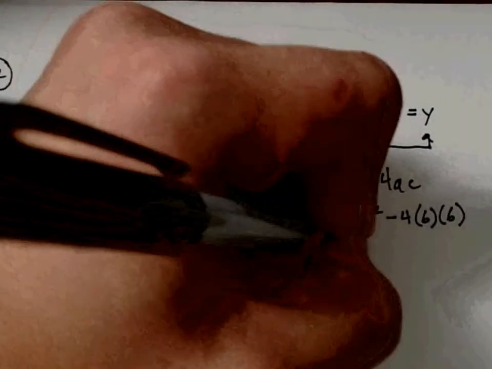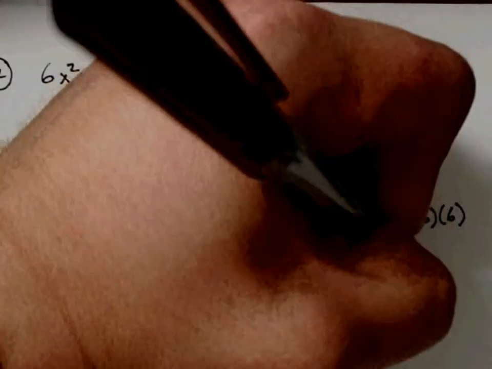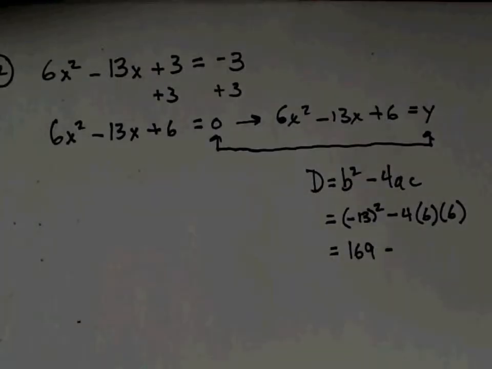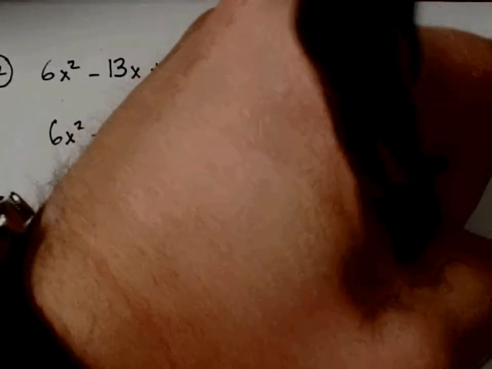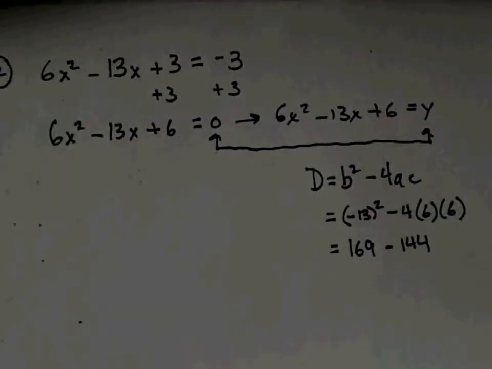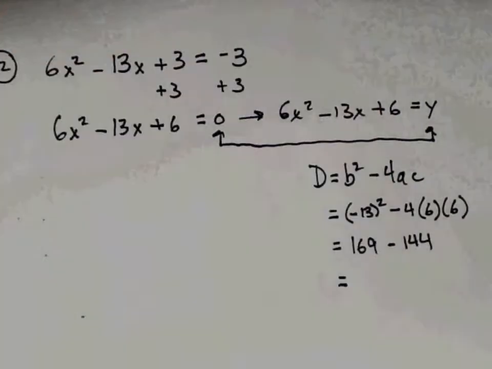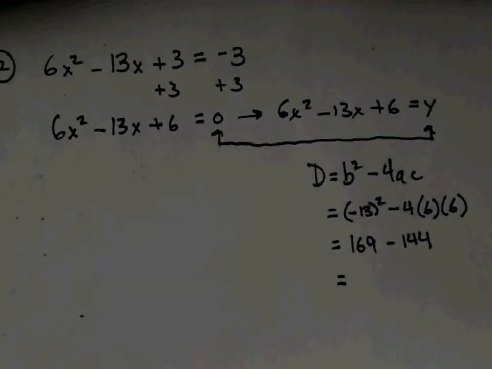So this is 169 minus 4 times 6, which is 24. 24 times 6 is what? What is 24 times 6? 144. Thank you. Okay? So we subtract that, what do we get?